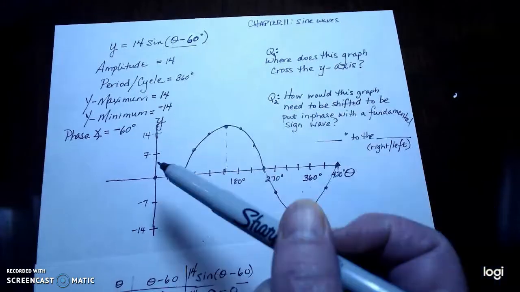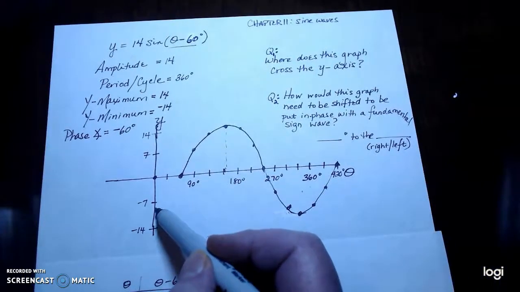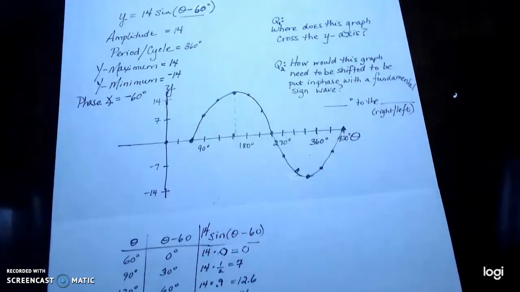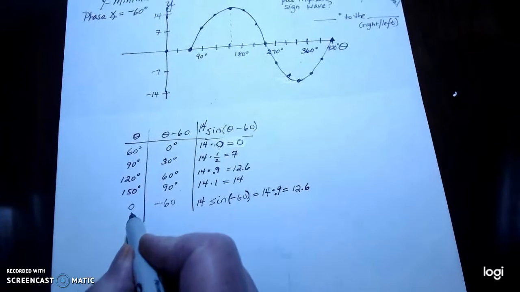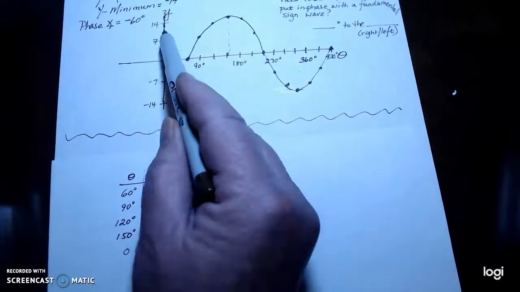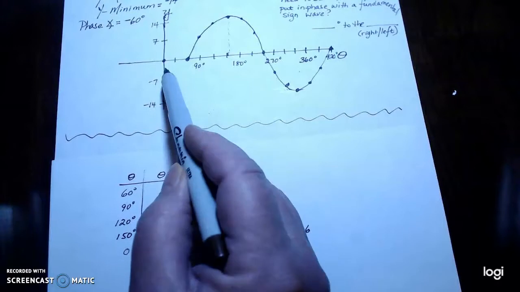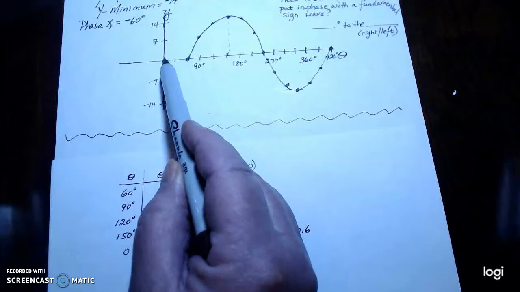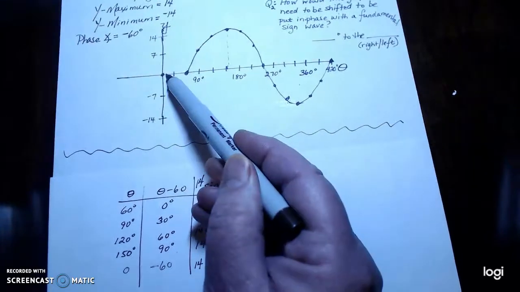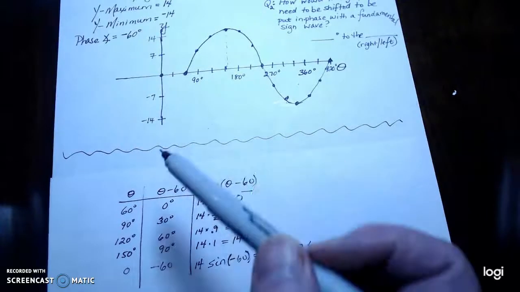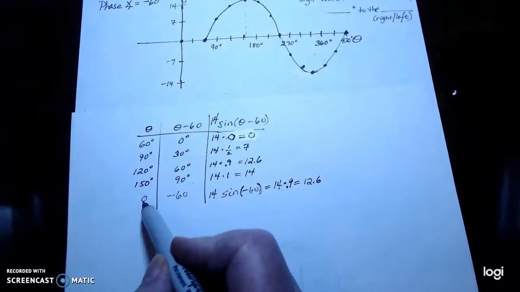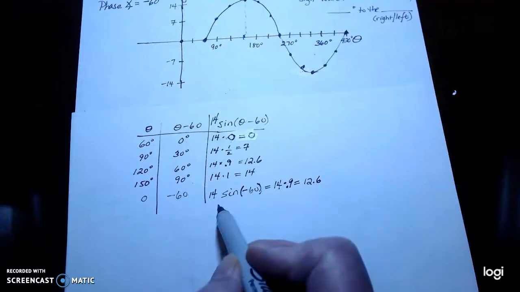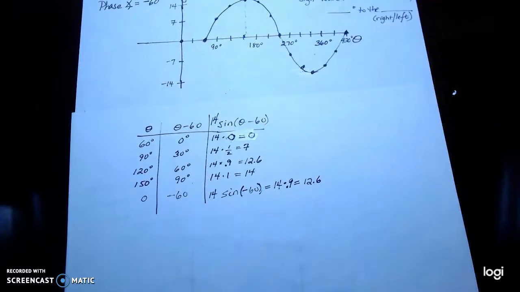Well, we know we need to continue our path here. One way to find it algebraically is to go back to your table. If your input angle is 0, that's where it crosses the y-axis, where the x value is 0. And we know it's not this point. That was the home base starting point for your basic sine function. So let's go back to our table. Your input is 0 degrees. You have to subtract 60. And so you need to find what the value is for 14 sine of negative 60.